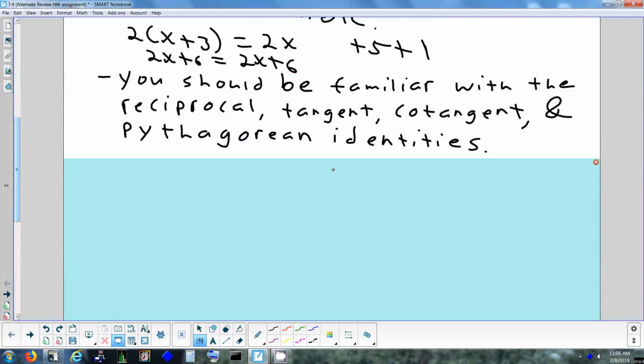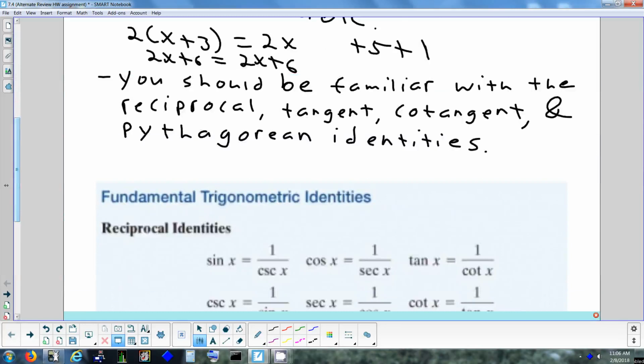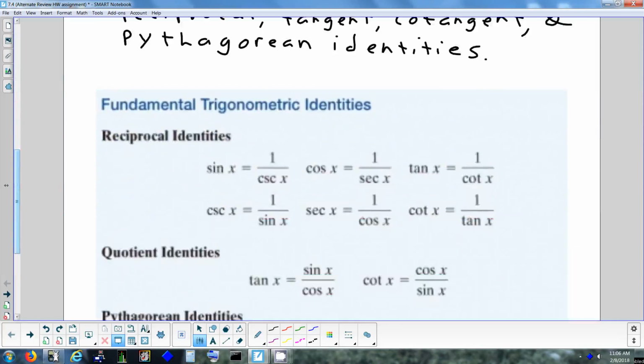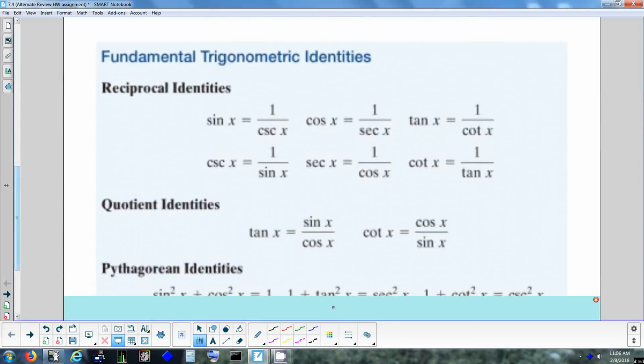You should already be familiar with the reciprocal, the tangent, cotangent, and Pythagorean identities. Those are identities that we did back, I think, in chapter 6, and you've been using them every time we have to do something on the graphing calculator with cosecant, secant, and cotangent. The only way to type those in is 1 divided by. I think most people should remember the reciprocal, the tangent and cotangent, also known as quotient. We haven't done as much with them recently, but if you need them again, there they are. Tangent is sine over cosine. Cotangent is cosine over sine.